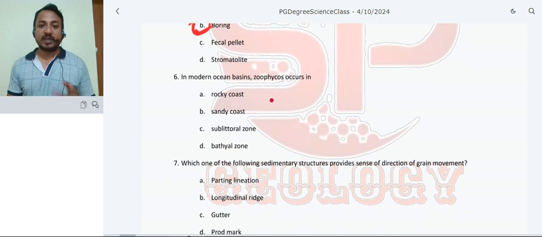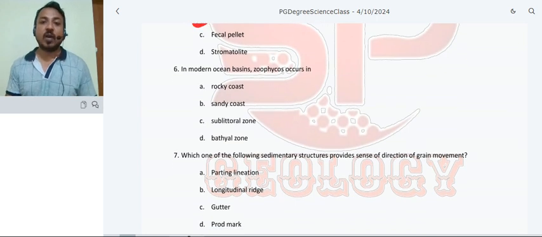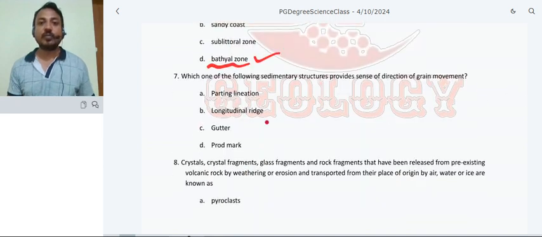In a modern ocean basin, where does Zoophycos occur? Zoophycos are trace fossil assemblages, or trace facies. They are basically found in the bathyal zone, in deep ocean conditions. The answer will be bathyal zone.